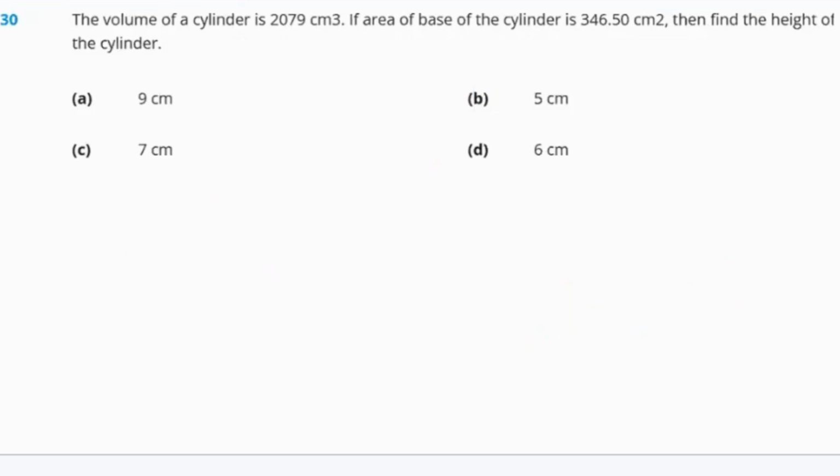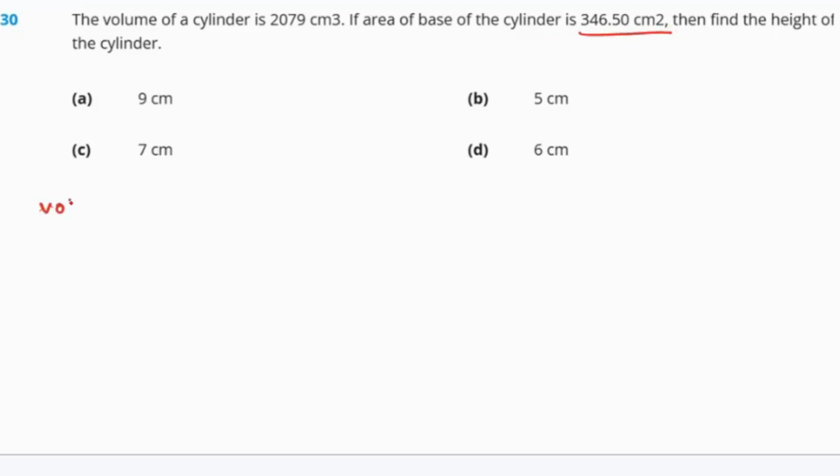Now question number 30. Question number 30 is saying the volume of a cylinder is 2079 centimeter cube. If the area of the base of the cylinder is 346.50 centimeters square, what is the height of the cylinder?